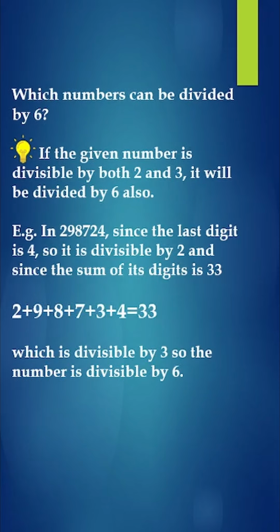Now comes the number 6. How do I know whether a number will be divisible by 6? In this case, we check the divisibility by both 2 and 3. So if a number is divisible by 2 and 3, it will be divisible by 6 also.